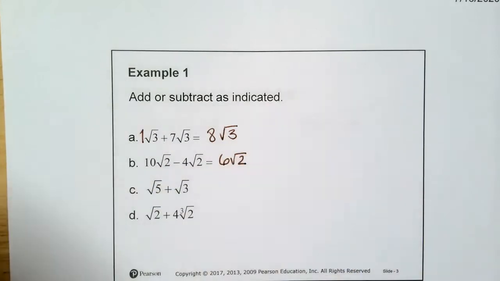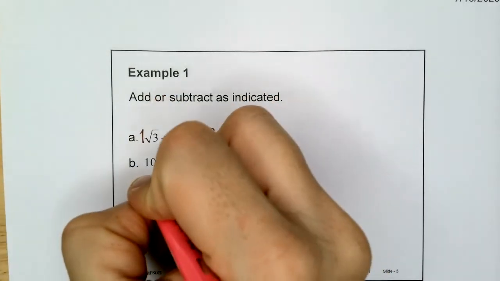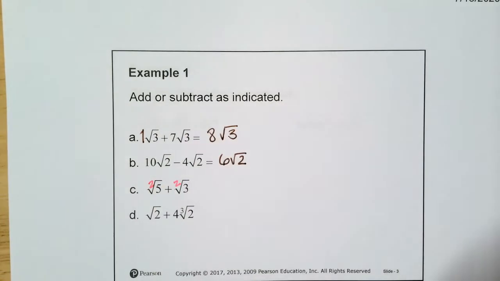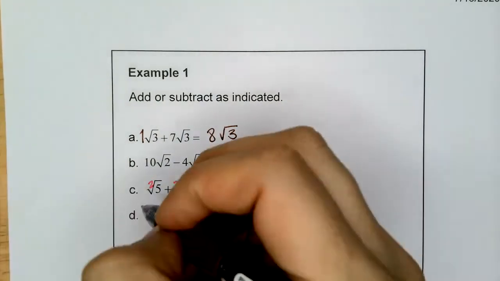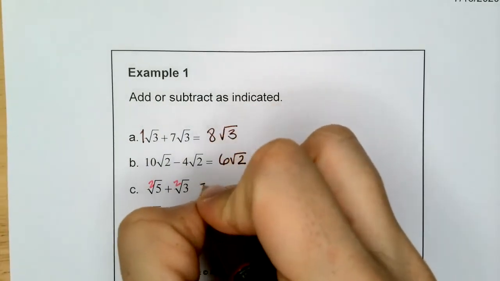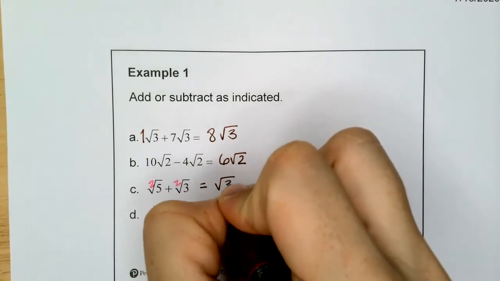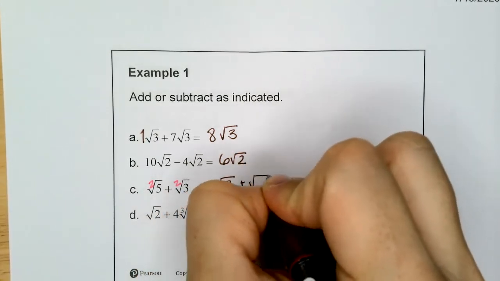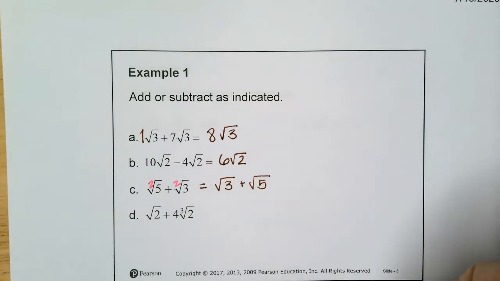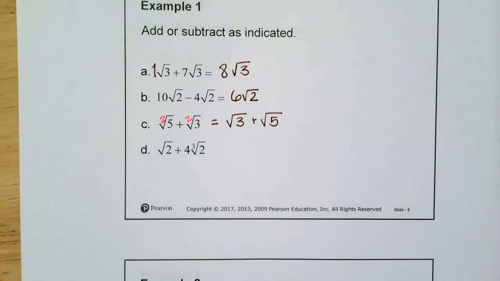Here we have the same index, it's an understood 2, right? But this is a 5 and this is a 3, so we cannot simplify it. I did not mean to switch the order. It doesn't matter, but basically you cannot simplify it. You leave it the same.